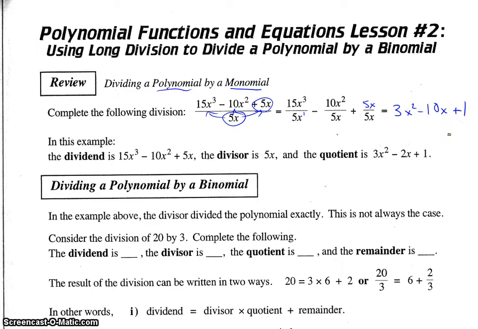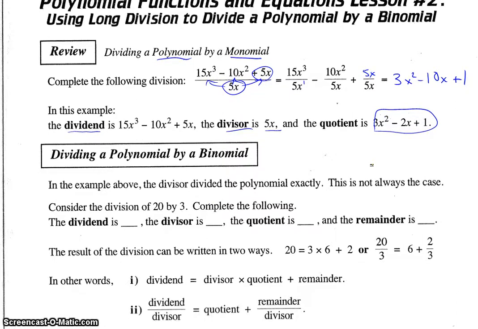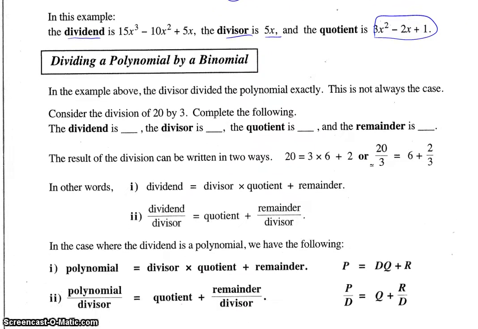Okay, so you've done that before, but before we go further, let me talk about a little bit of terminology here. The dividend is what you're dividing. The divisor is what you're dividing by. And the quotient is sort of like your answer, what you get when you divide those two things. Okay, that terminology is going to be used over and over again in this lesson.